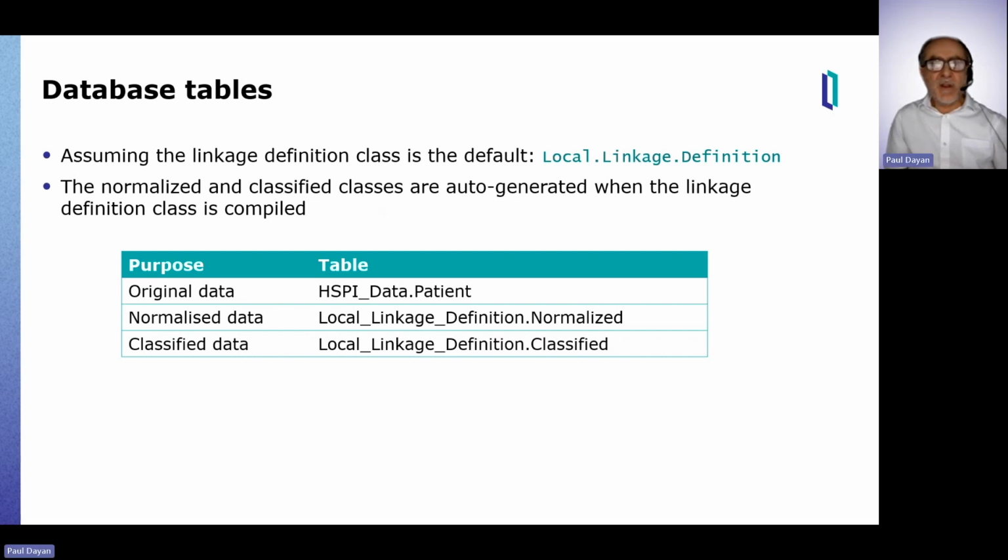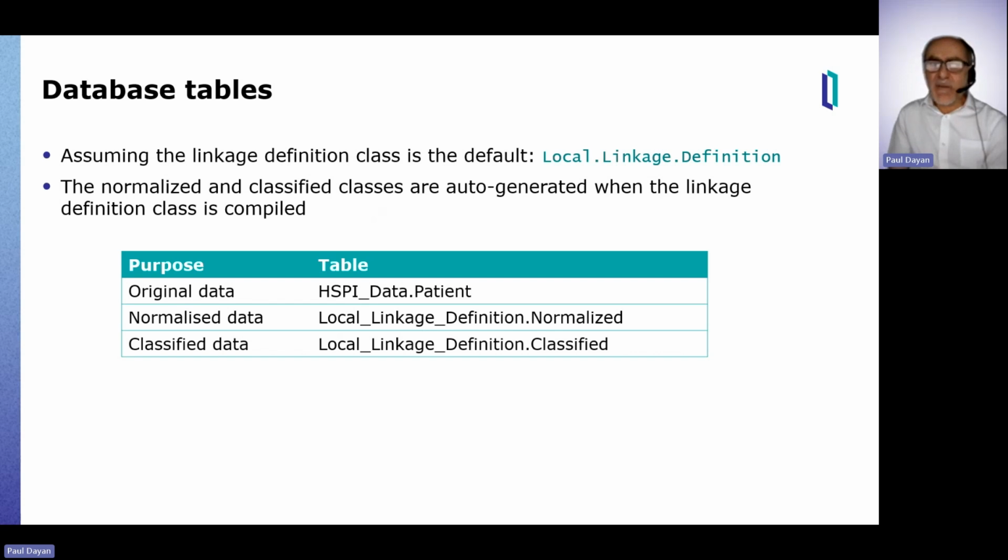The linkage definition configuration is divided into four main areas. The Data Classes tab allows us to specify the table containing the original identity information. This is usually the hspi.data.patient class, and you wouldn't normally change this.